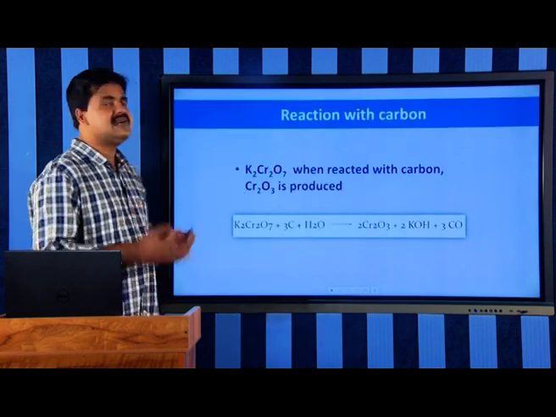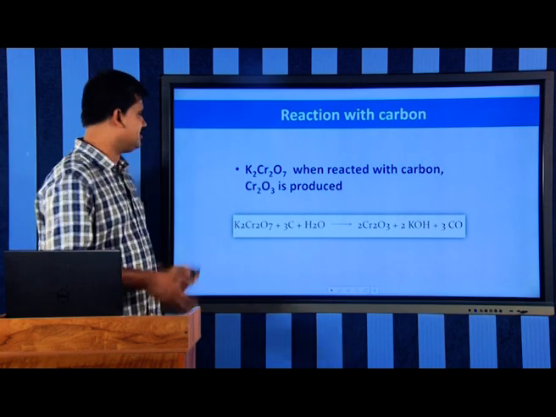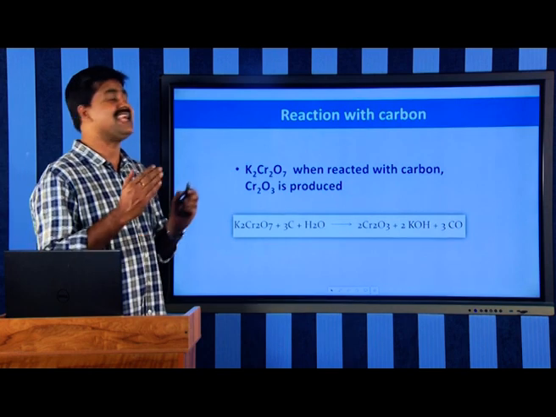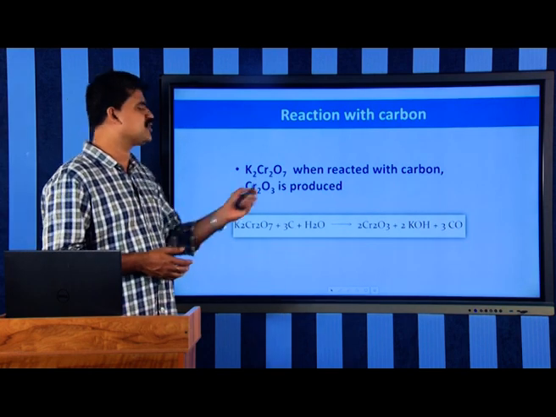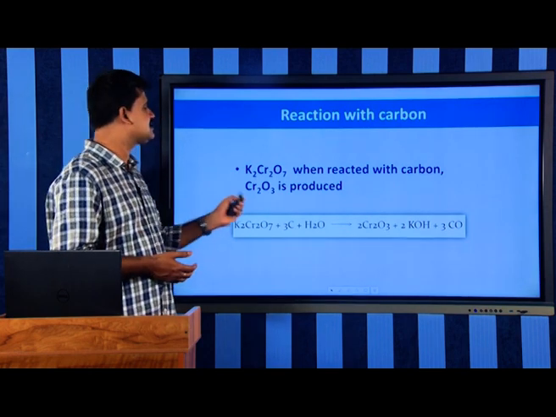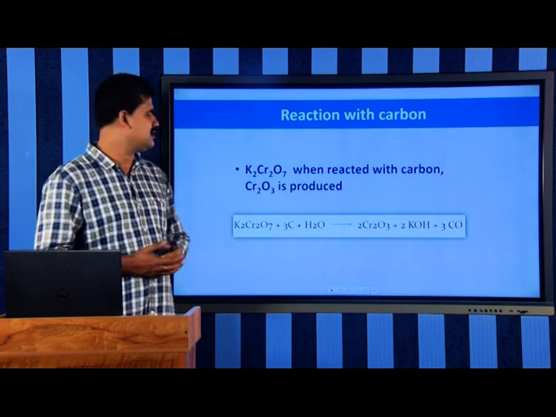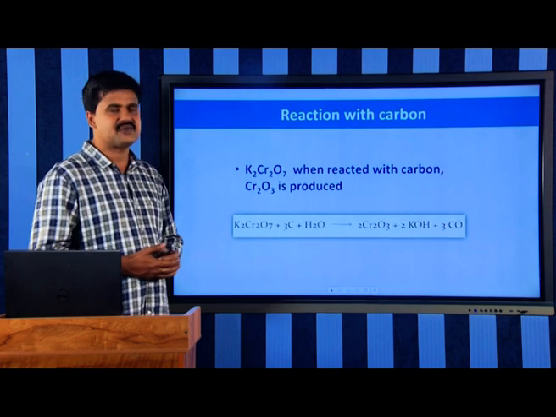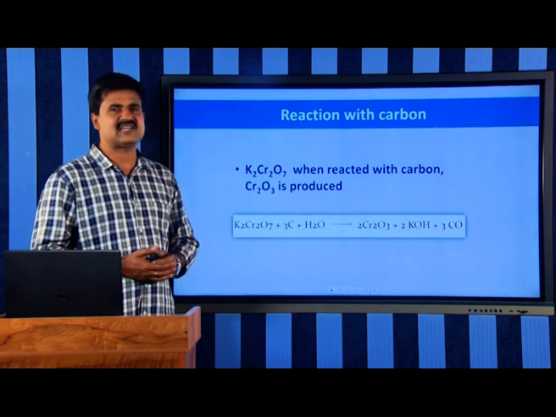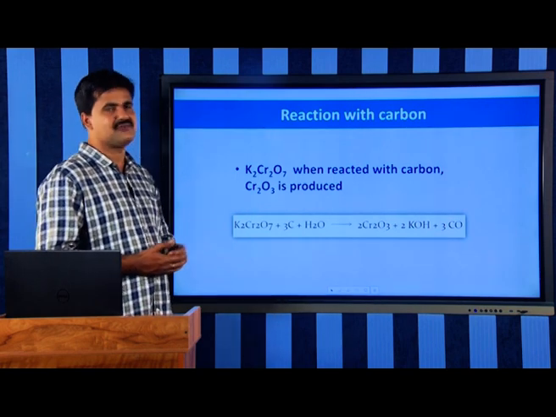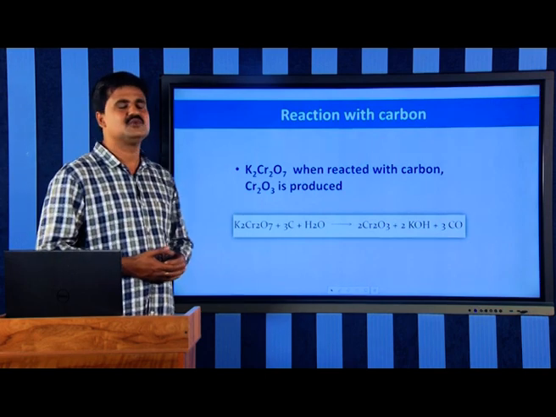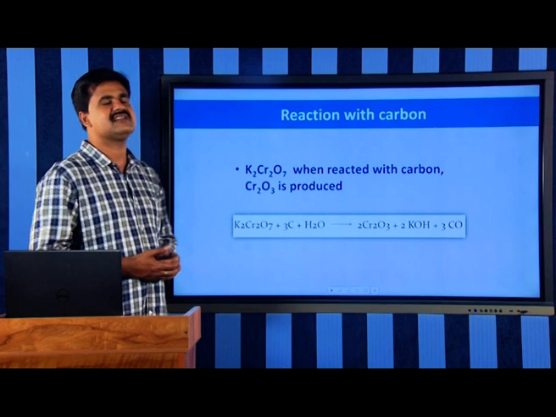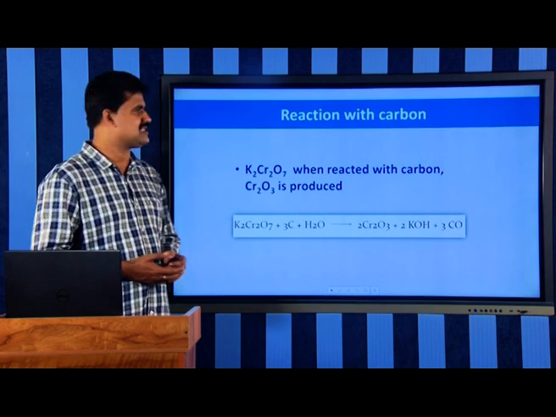Now, reaction with carbon. Potassium dichromate is also reacting with elemental carbon, and the product of the reaction is Cr2O3 or chromic oxide. This reaction is as per the balanced equation K2Cr2O7 plus 3 times carbon and a molecule of water. The products are 2 Cr2O3, 2 potassium hydroxide and 3 molecules of carbon monoxide.